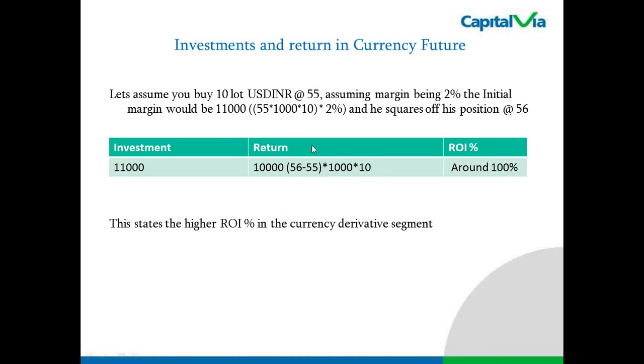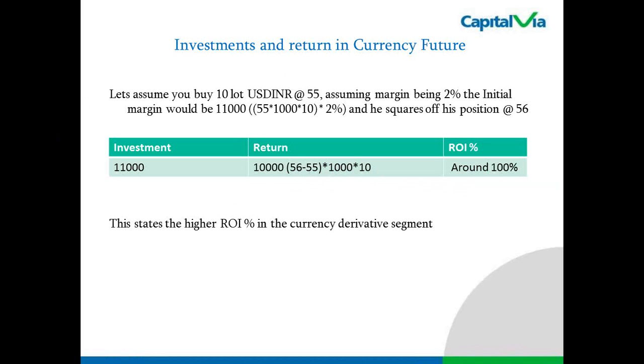So let's say he bought 10 lots of USD INR at 55 and squared off his position at 56. So he made a return of around 10,000 rupees. Now how is this calculated? 56 minus 55 gave me 1 rupee, into 1000 gave me 1000 rupees, into 10 is 10,000 rupees. So with a mere investment of 11,000 rupees, I made around 100% return on investment. Possible anywhere? Not practically possible.